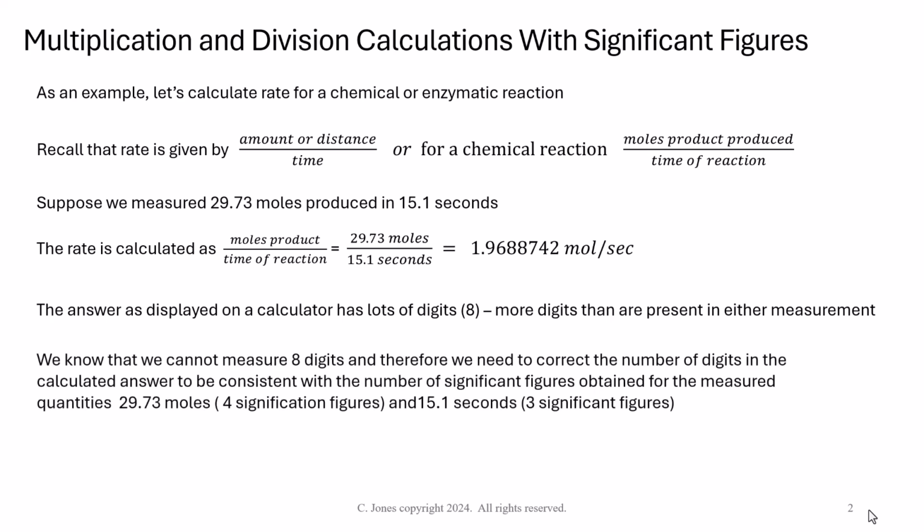We know we can't measure all 8 digits here, okay? So we need to correct the number of digits in the calculated answer to be consistent with the number of significant figures obtained for the measured quantities. That is 29.73 moles of product, which is 4 significant figures, and 15.1 seconds, the time the reaction ran for, which is 3 significant figures. So when you take this into account, the actual answer would be reported as 1.97 moles per second. So let's look at the rules that allow us to determine this.